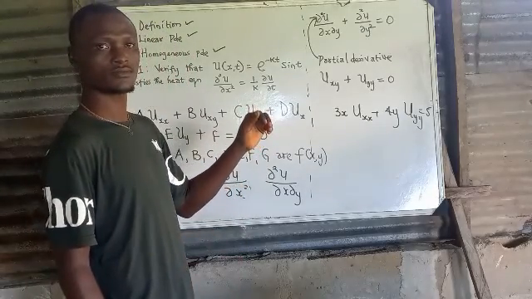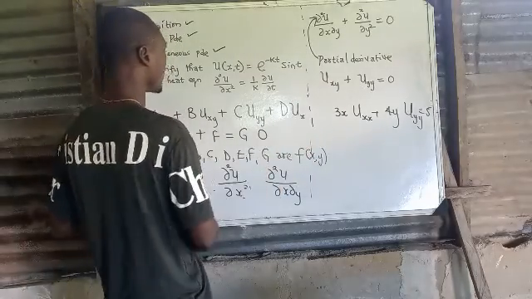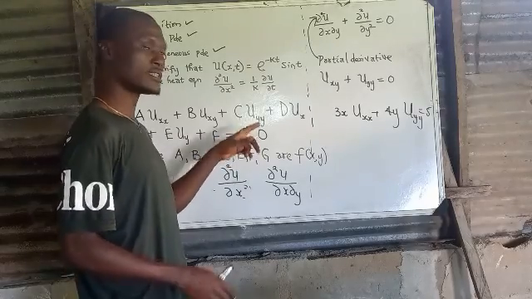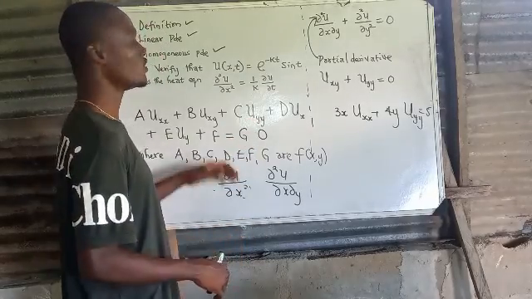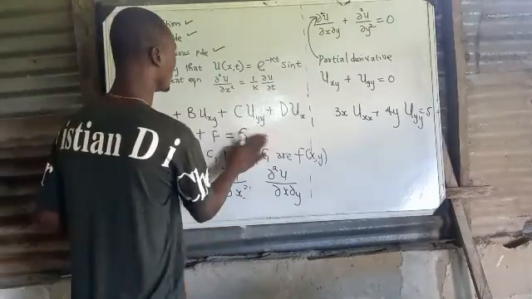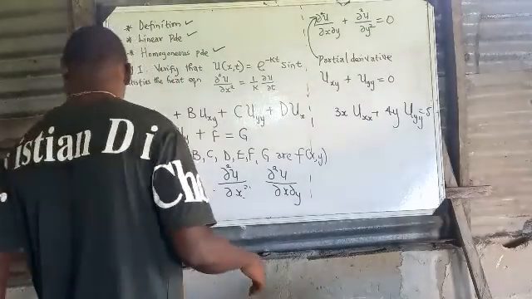that differential equation is said to be homogeneous. I repeat, if the right hand side of a differential equation is 0, that is, if whatever is on the right is 0, then that differential equation is said to be a homogeneous differential equation. I believe you understand me. Now we'll talk about some examples.